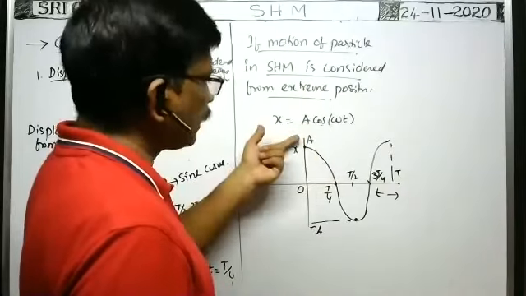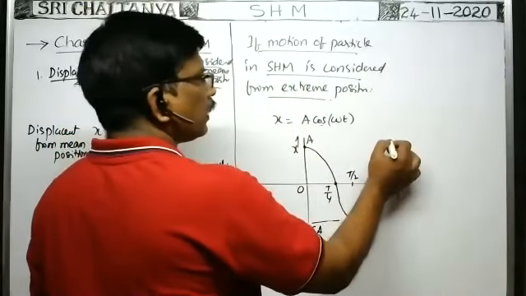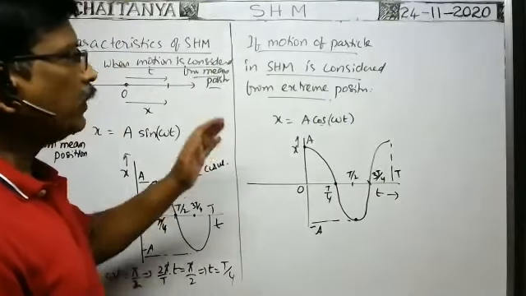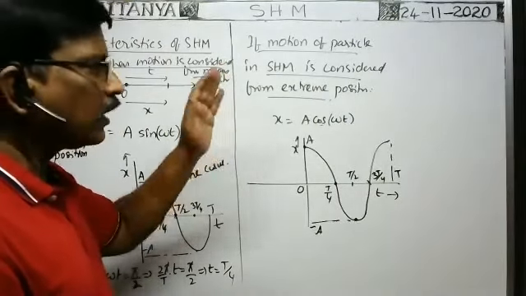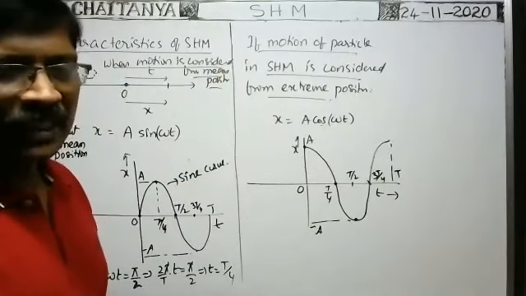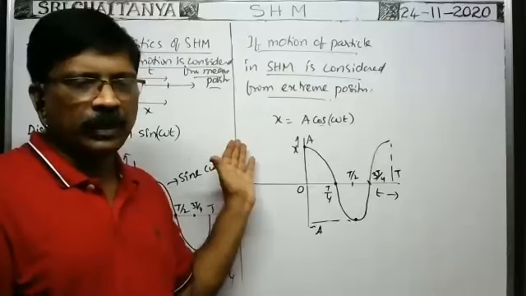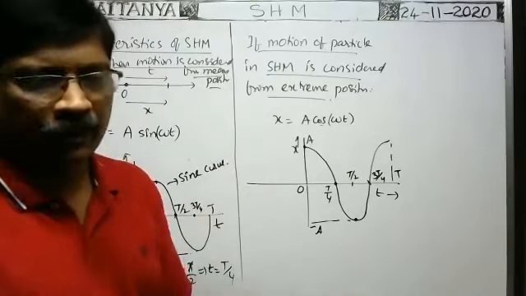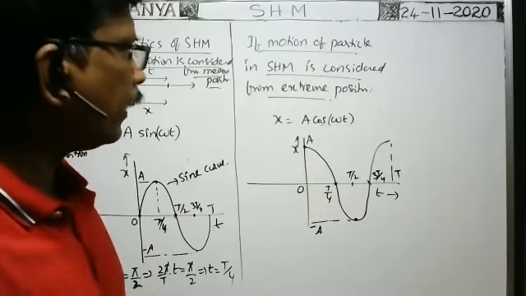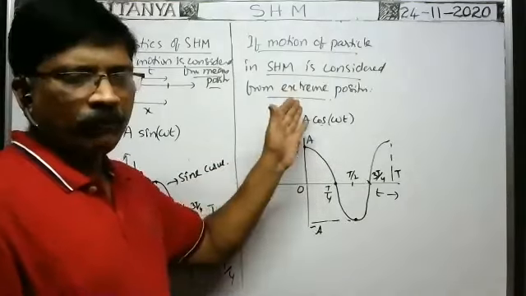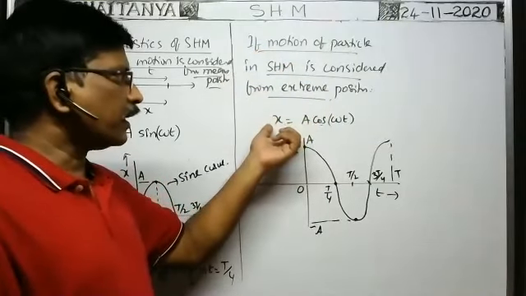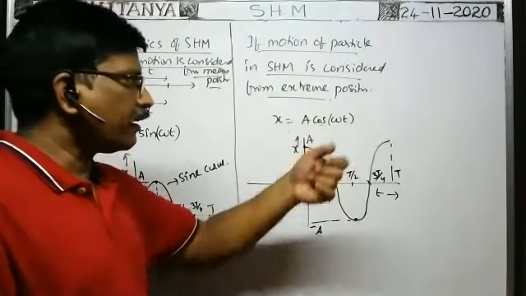Plus 1 into a, plus a. That's why again, the displacement of the particle reaches the maximum value. So in this way, the displacement of the particle varies with time when motion is considered from the extreme position. When the motion is considered from the extreme position, the displacement of the particle at any time t is given by a cos omega t.